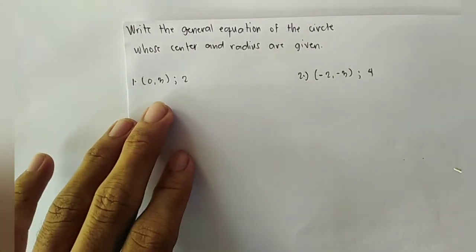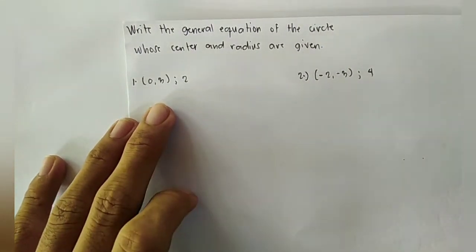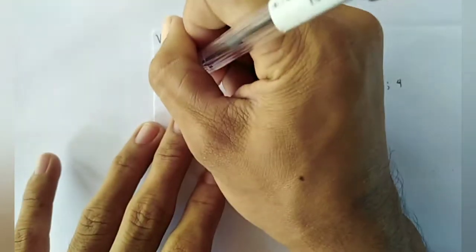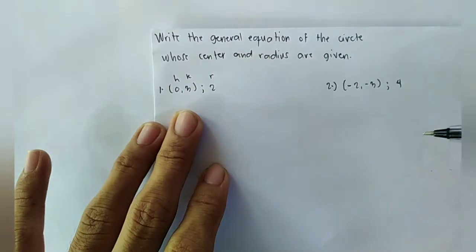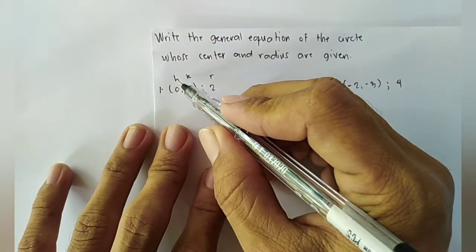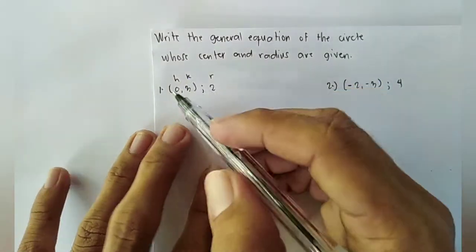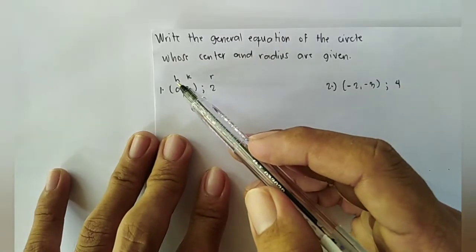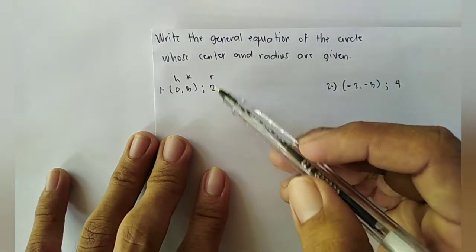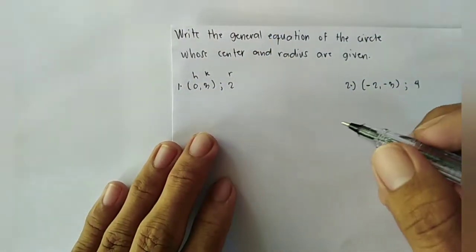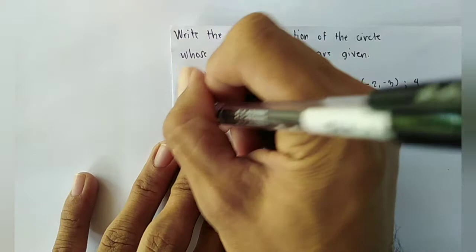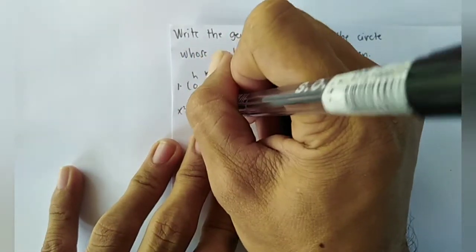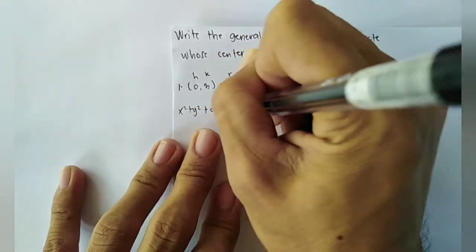We already know that the coordinates of the center of the circle are defined by h and k, and the radius is represented by the letter r. So our h and k is the center of the circle, meaning 0 and 3 are the values for h and k respectively, and the radius is 2. The general form of the equation of the circle takes the form of x squared plus y squared plus Dx plus Ey plus F is equal to 0.